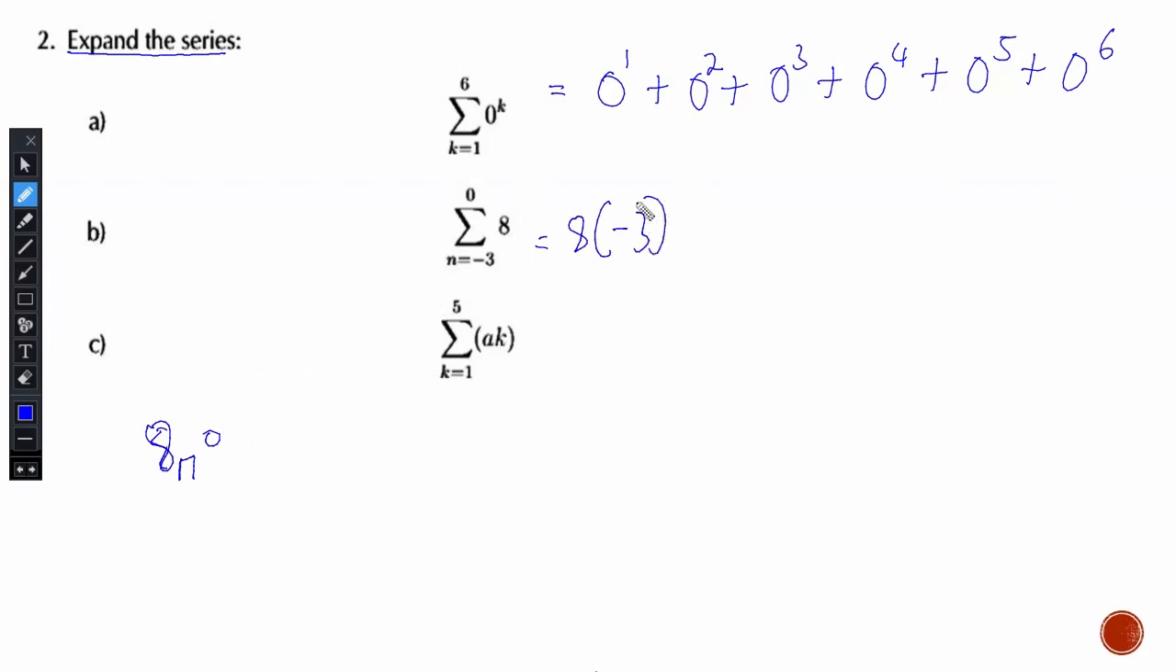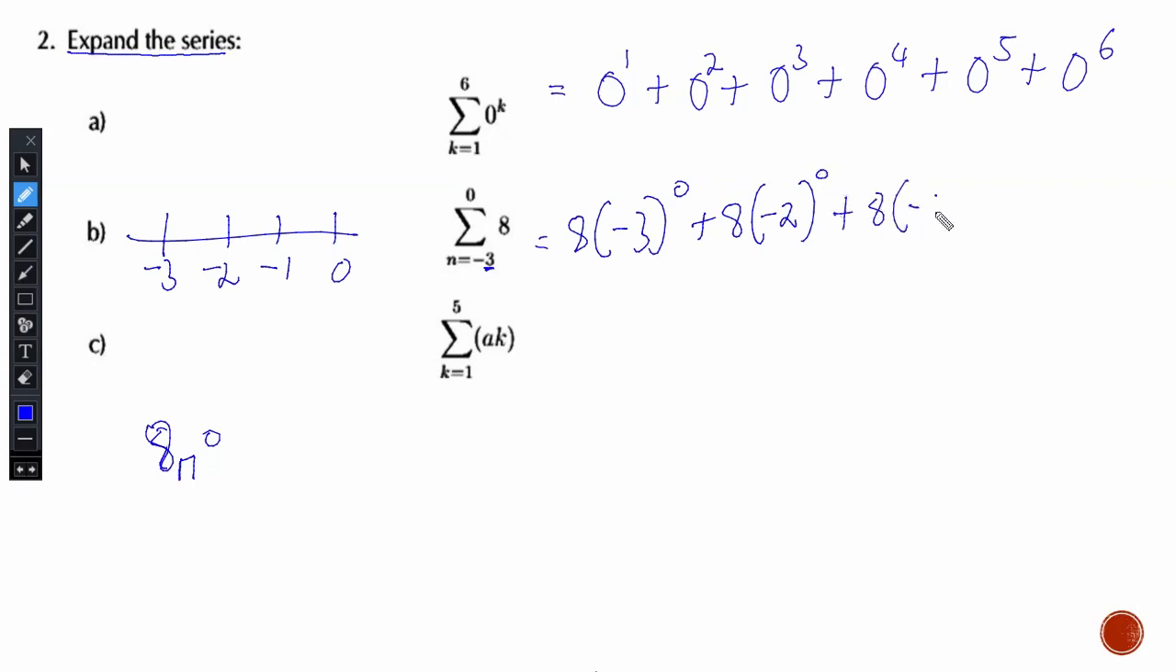So your n value, and then 0 here, followed by 8, to the exponent of negative 2. Remember, we must start from negative 3 all the way to 0. So consulting your number line, that's negative 3, followed by negative 2, then negative 1, and then 0, right? So to the exponent of 0, 8, negative 1 to the exponent of 0, and then 8 all the way to 0, and then to the exponent of 0 like that.